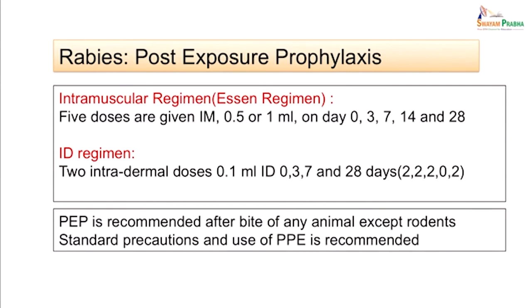Now, post-exposure prophylaxis in India is recommended after the bite of any animal except the bite of rodents. There is no contraindication for giving post-exposure prophylaxis. So, it can be given to pregnant women as well, that is, it can be given during pregnancy.